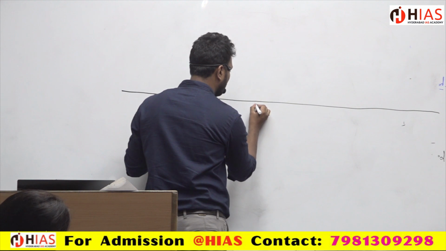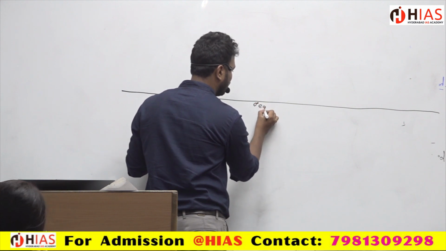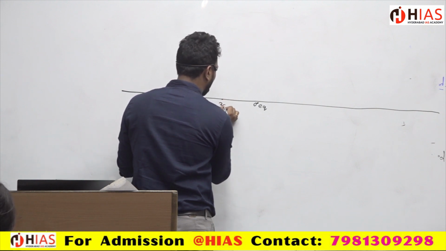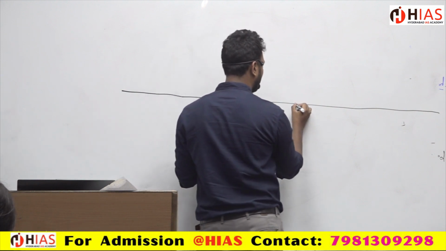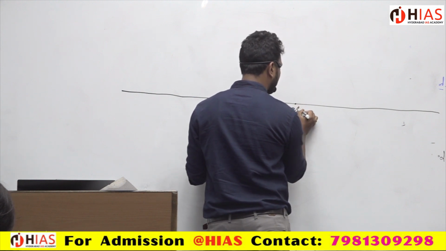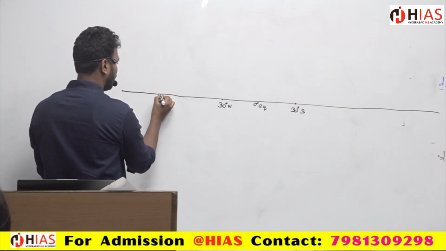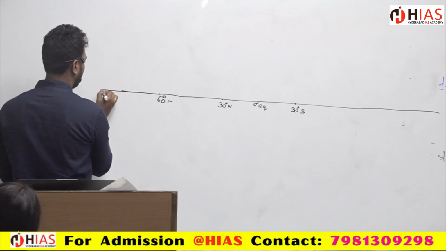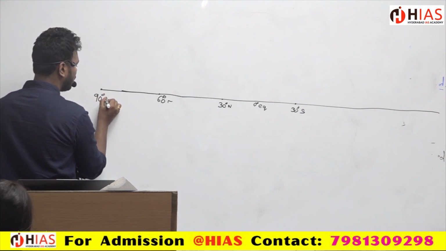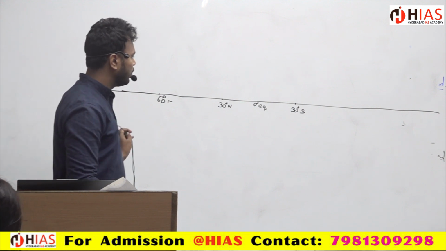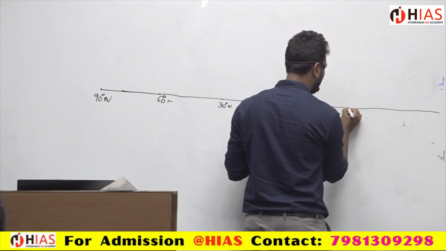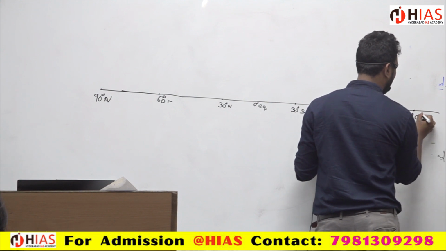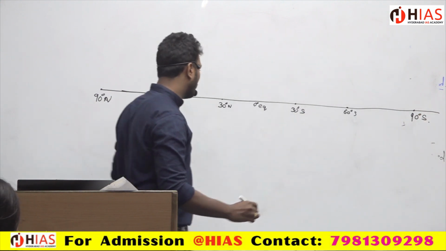See, 0 degrees, the equator. 30 degrees north, 30 degrees south, 60 degrees north, 90 degrees north, 60 degrees south, 90 degrees south. Listen carefully.